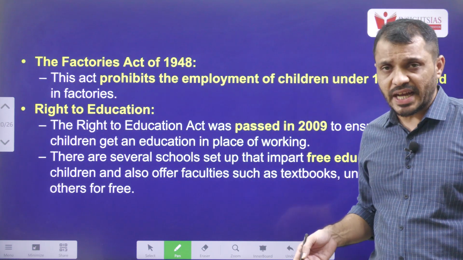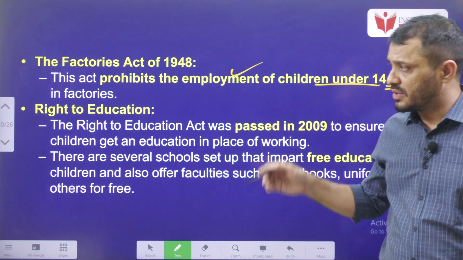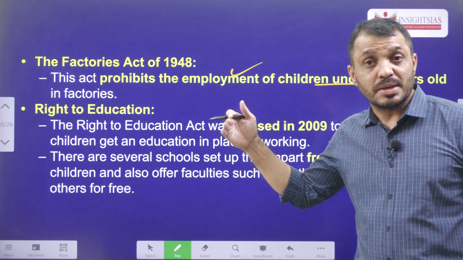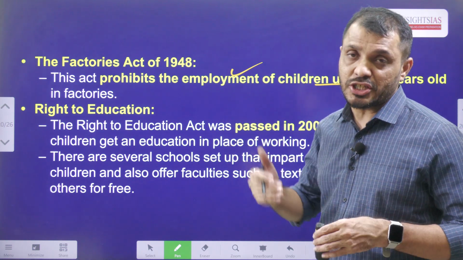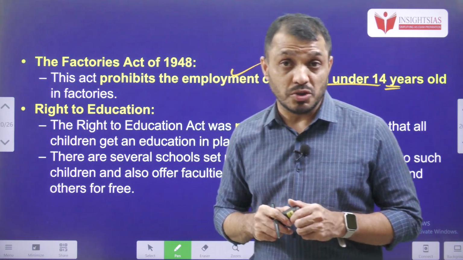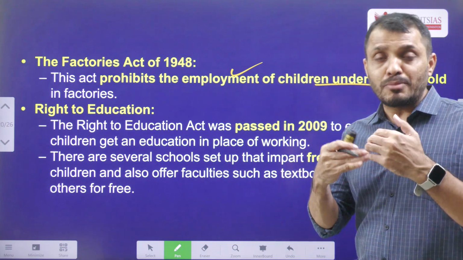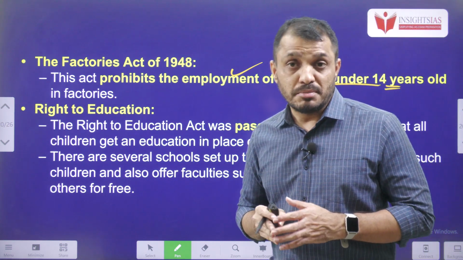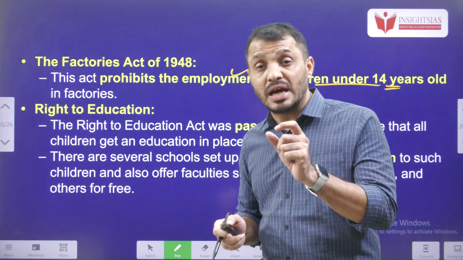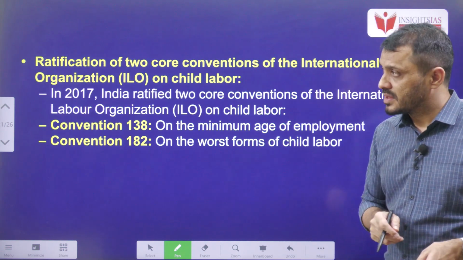The Factories Act of 1948 prohibits the employment of children under the age of 14 years in factories. And along with the prohibition of child labor, we are trying to encourage child education as well. We all know that through the 86th Constitution Amendment Act 2002, we added Article 21A. Article 21A promotes child education between the age of 6 to 14 years. Along with that, it also amended Article 45 and added Article 51A(k).